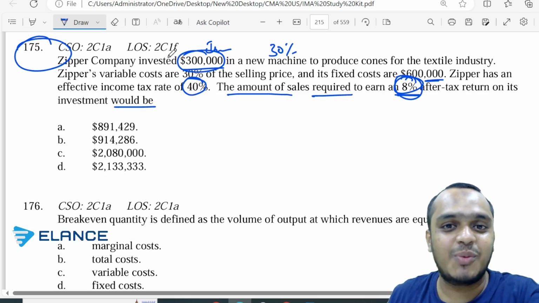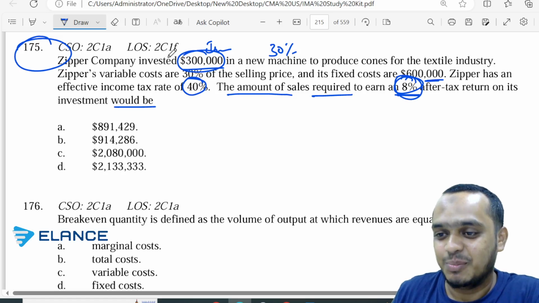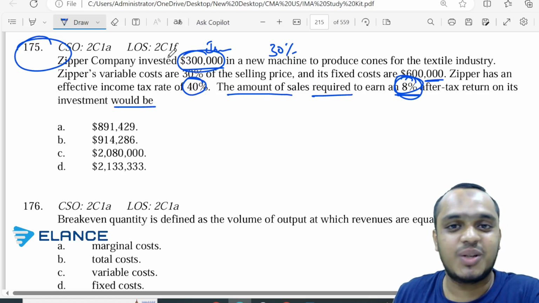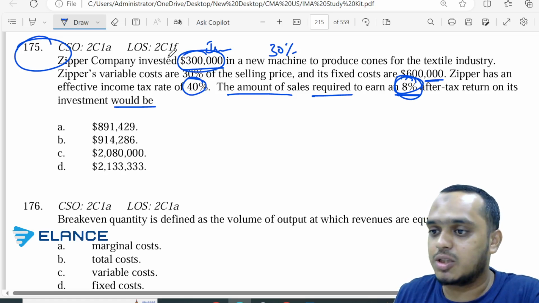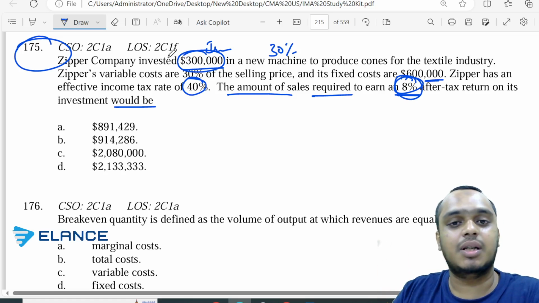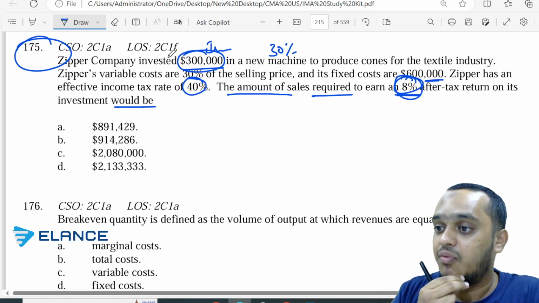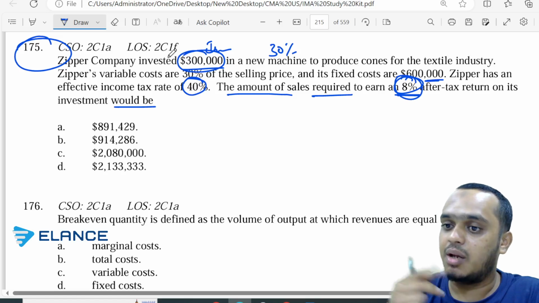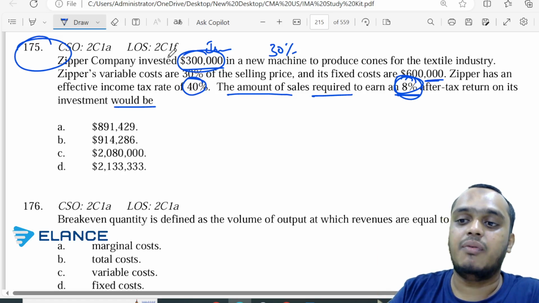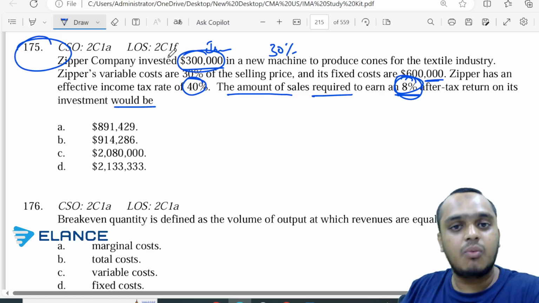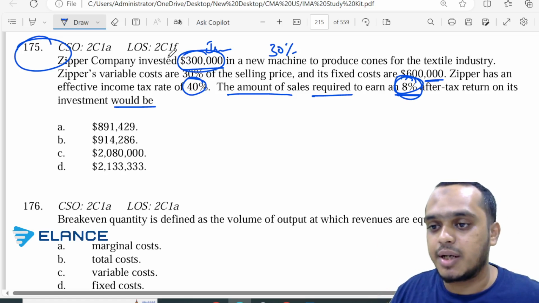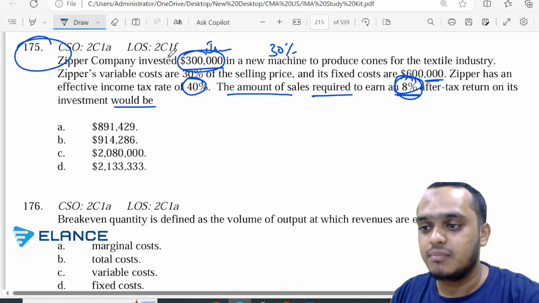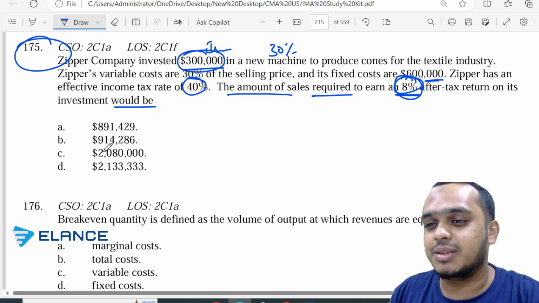Now the question is, how much is the sales? But sales is not given to us. Even the variable cost is not given to us. It's just given as 30% of the selling price. Fixed cost is given to us. Effective income tax rate is given to us. Now what we have to do is all the reverse calculations, basically making an equation and getting this answer solved. Okay, on seeing the options, what do you feel?